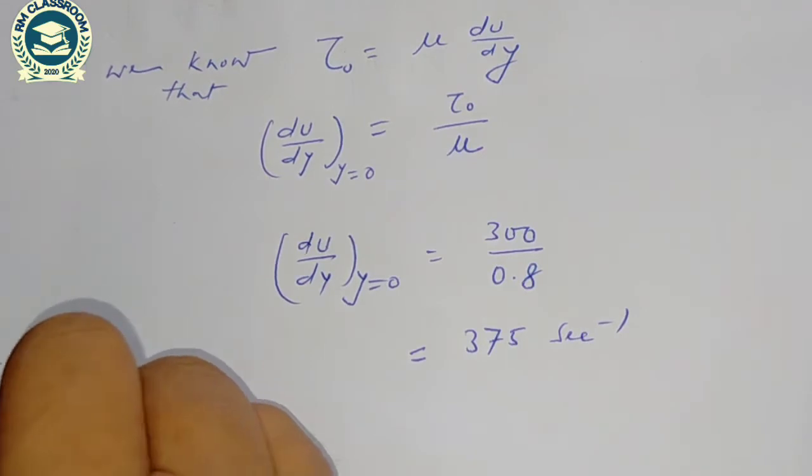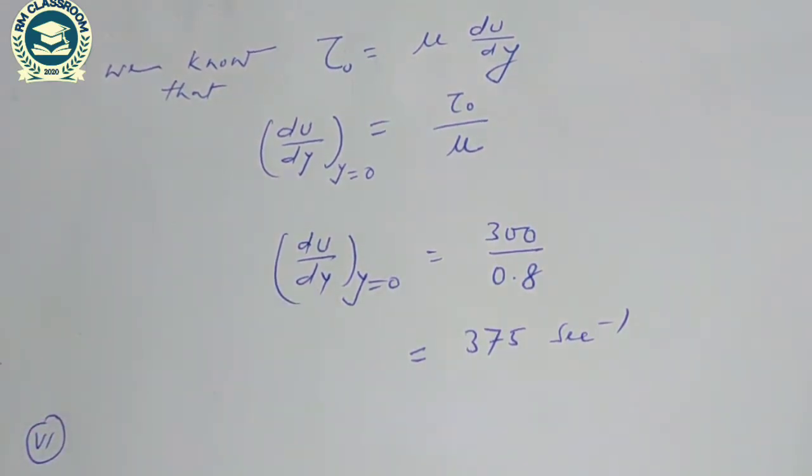Last part we have to compute the velocity and shear stress 10 mm from the wall. So this is our pipe.